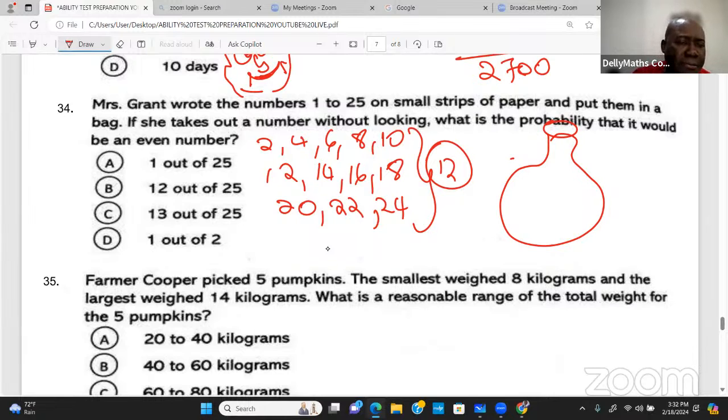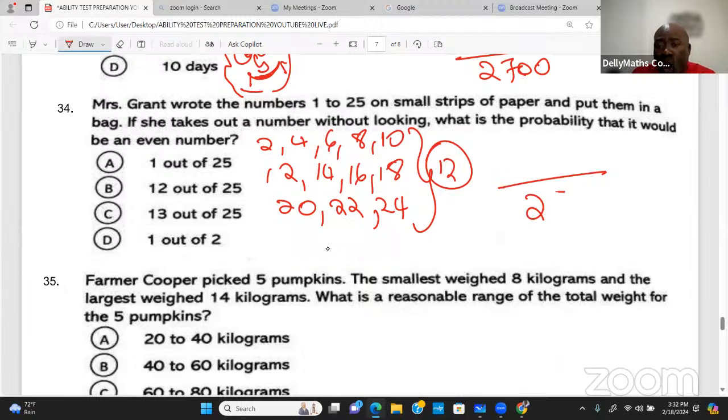So the question is, what is the probability to get an even number? What does probability refer to? It refers to the desired outcome that you want, as a fraction, over the total possibility. We already know that the total possibility is out of 25, right? And then we want to know how many we want. We want 12. So it's 12 out of the 25. So if it's going to be picked, it has to be 12 out of 25 things. It is as simple as that.